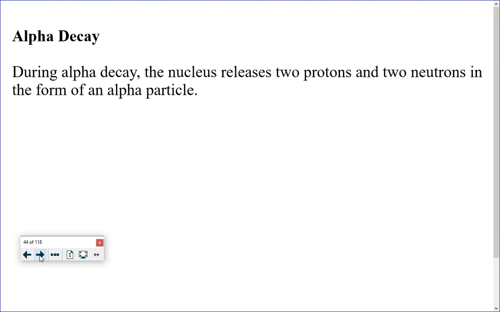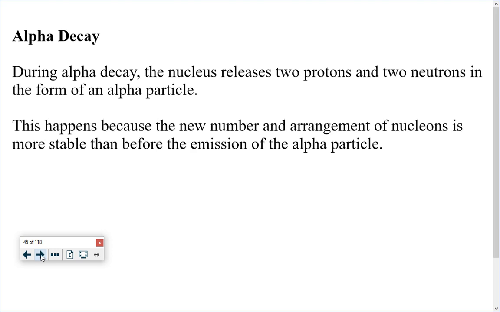What happens during alpha decay? Well, alpha decay involves spitting out of the nucleus an alpha particle, 2 protons and 2 neutrons. For whatever reason, and we can't ask why all the time, polonium-210, which has, where's polonium? 84 protons, and whatever 210 minus 84 neutrons is, 126. For whatever reason, those 84 protons and the 126 neutrons are an unstable arrangement. And it's much more stable if they fired out 2 of each. And that's what happens, but it comes out in the form of an alpha particle. So it happens because the new number and arrangement of nucleons is more stable.